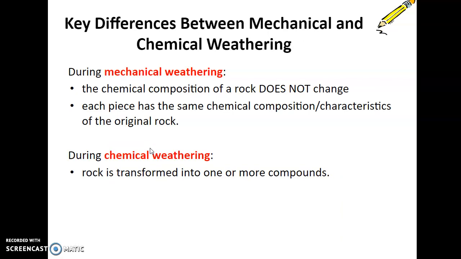So just to review, key differences between mechanical and chemical weathering. During mechanical weathering, the chemical composition of a rock does not change. So each piece has the same chemical composition and characteristics of the original rock. And then during chemical weathering, rock is transformed into one or more compounds.